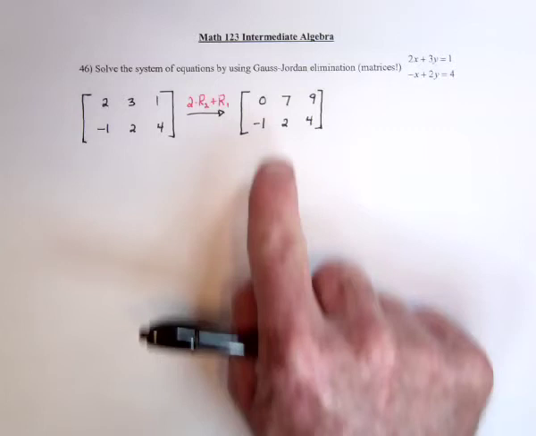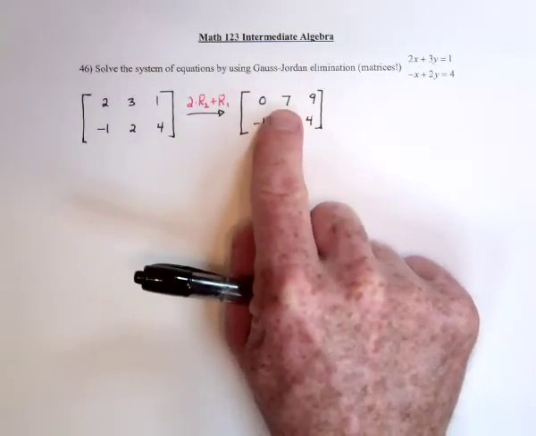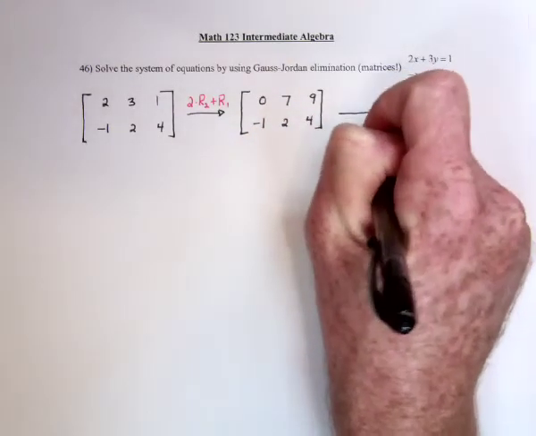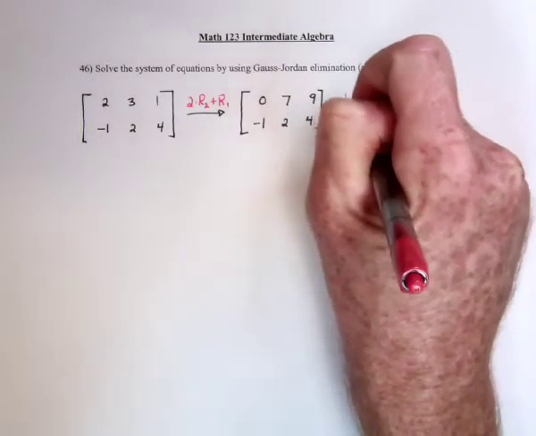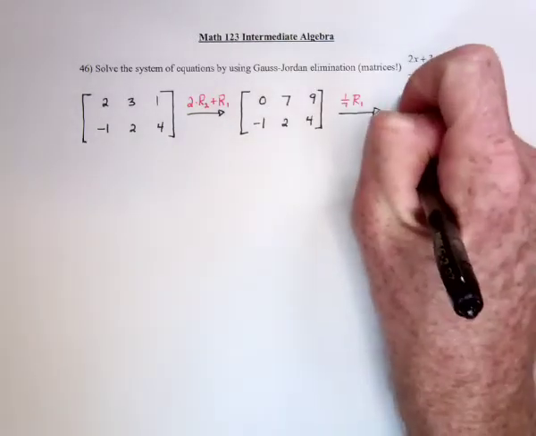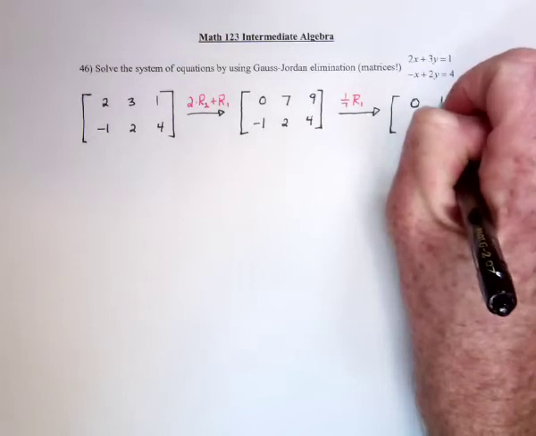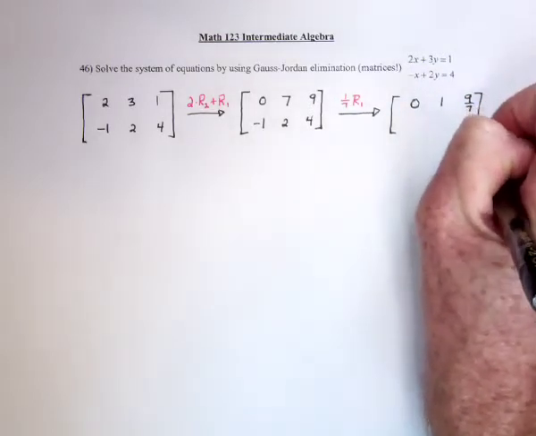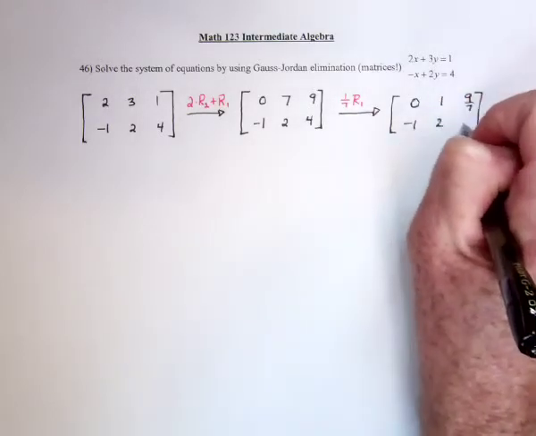Okay, keeping in mind that I want these things in here to be 0s and 1s, I can get this to be a 1 just by dividing. So the next step is multiply 1/7 times row number 1. So row number 1 now looks like 0, 1, 9 divided by 7. And I'm still not changing the second row yet.